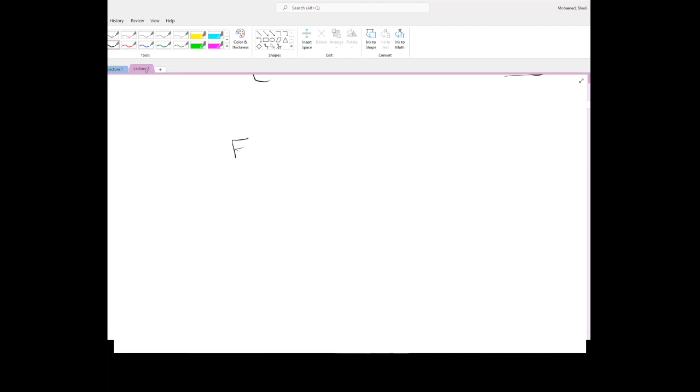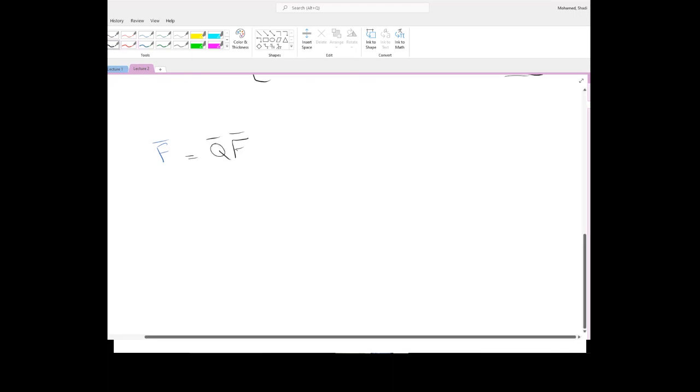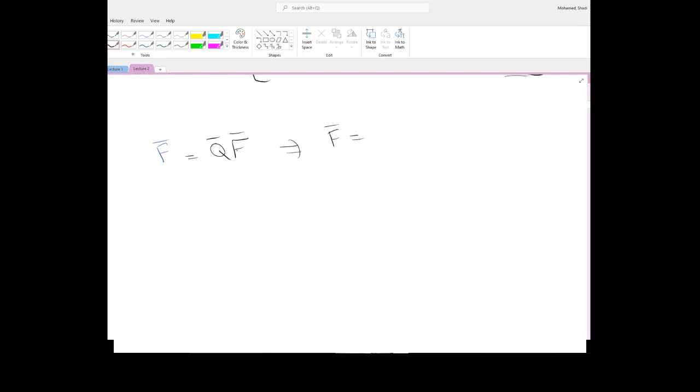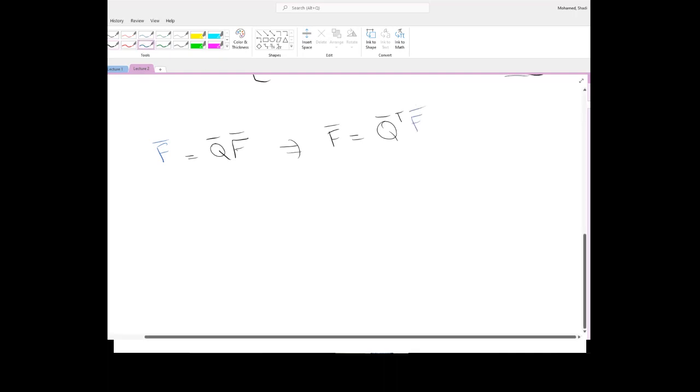F blue is basically F black multiplied by the Q matrix. And if you want to get F black back, you take the transpose and multiply it with F blue, and you get that. So F black is basically the transpose of the Q matrix multiplied by F blue. So you can transform the vector, the force, from one coordinate system and transform it back using the Q matrix or the transpose of the Q matrix.